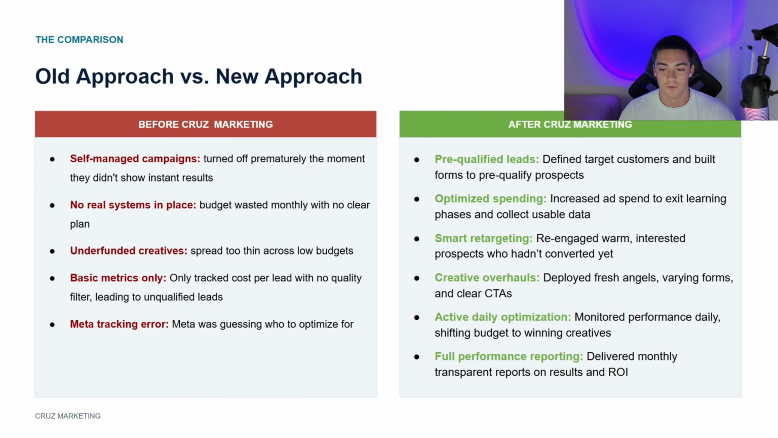Also, we did creative overhauls. We deployed fresh angles, varying forms, and we used clear calls to action. Also, we used active daily optimization. We monitored performance daily, shifting budget to winning creatives. And finally, we did full performance reporting. We did monthly transparent reports on results and our ROI. That way we could determine what works and what doesn't and where to go next.